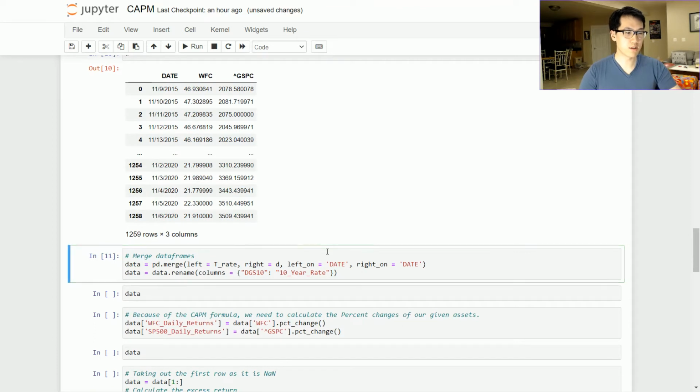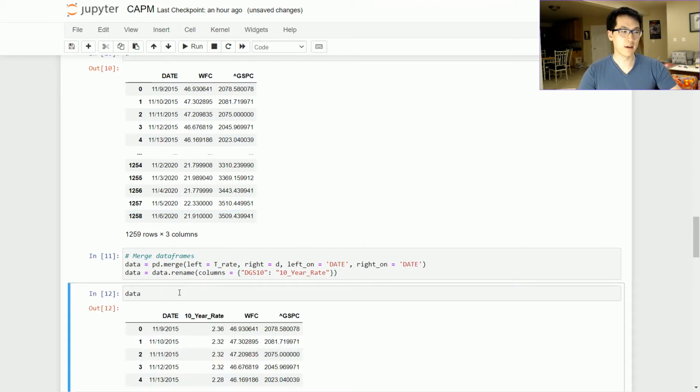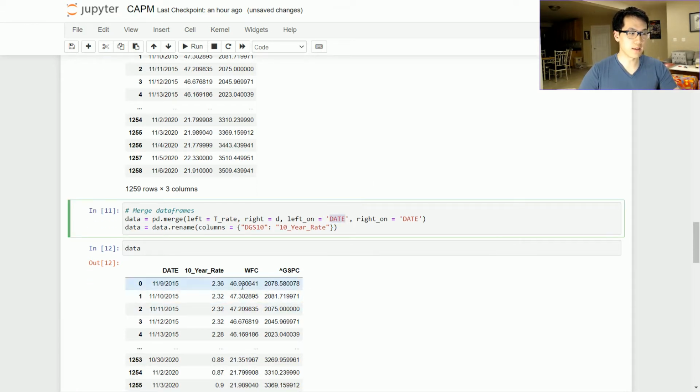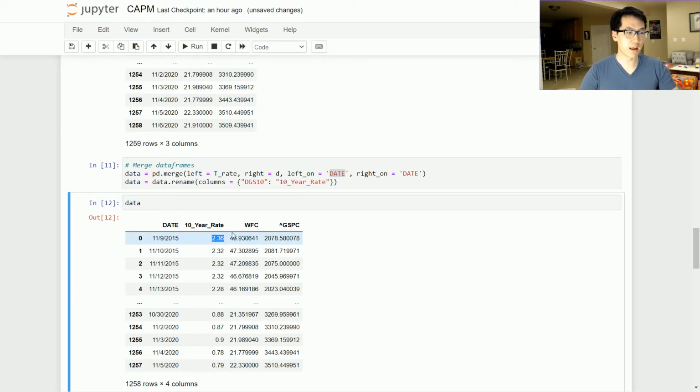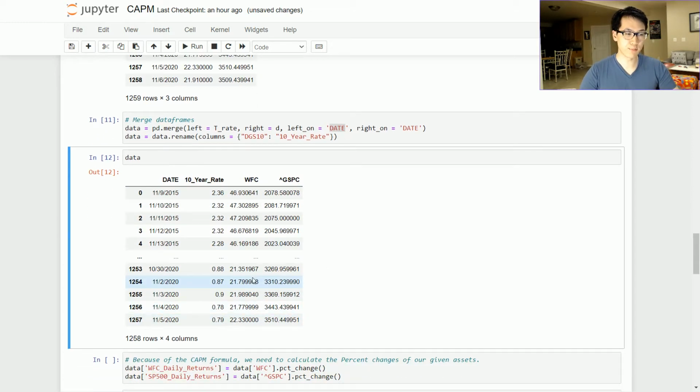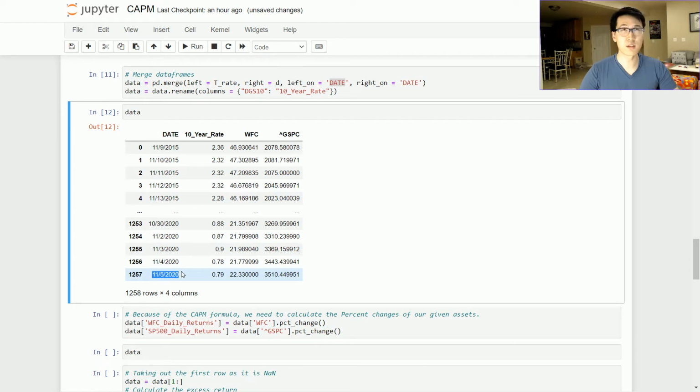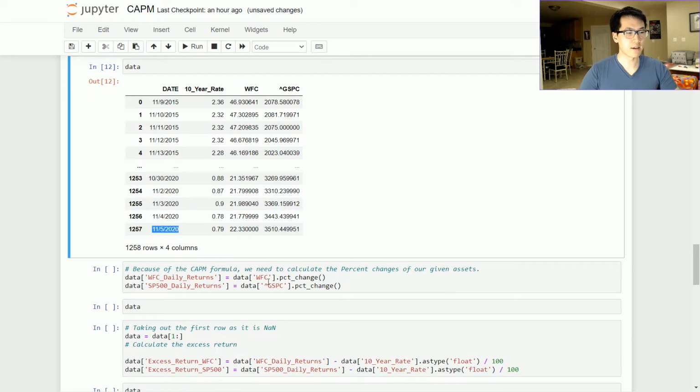So let's merge this. I am just doing a typical merge, using an inner join. I'm using the dates to combine the attributes together, and then we just append values. So on a given date, we have the rate of return, the Wells Fargo adjusted closing price, and the S&P closing price, and we do that all the way down to today, 11-5, which is a Friday, I think. Yeah, Friday.